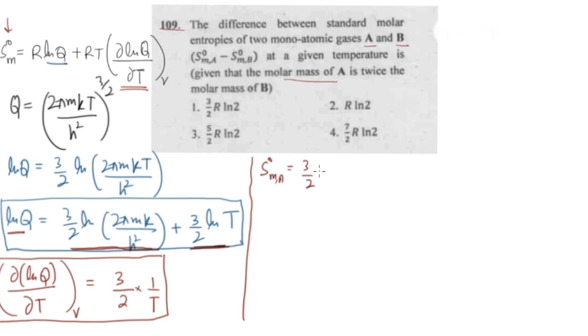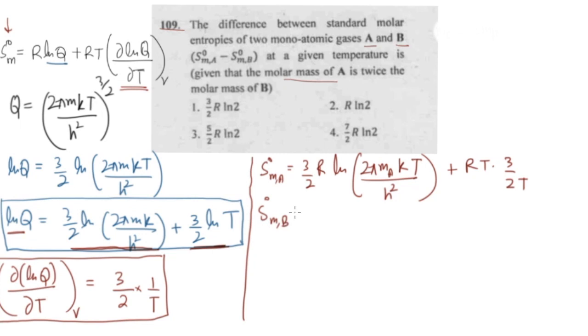So what I will get is this: S naught m for A will be 3 by 2 R ln (2 pi mA kT by h square), because I'm specifying it as the mass of atom A, plus RT into 3 by 2T. Similarly for S naught m for B, I'll have 3 by 2 R ln (2 pi mB kT divided by h square) plus RT into 3 by 2T.